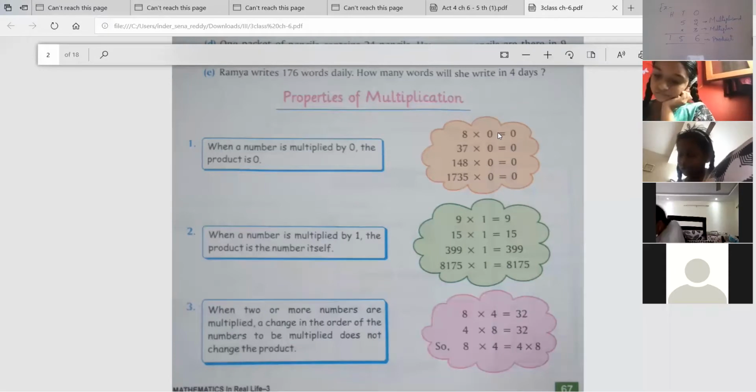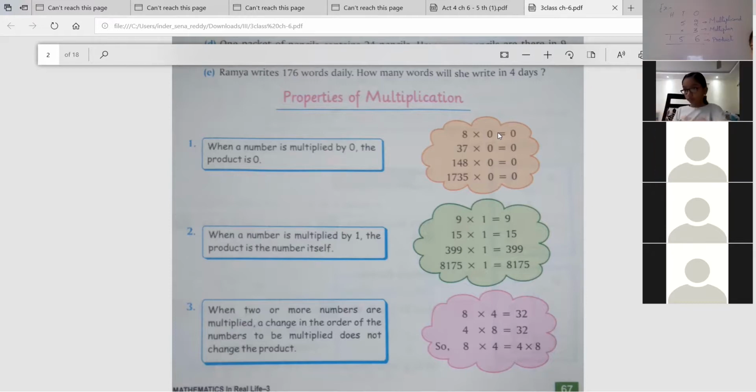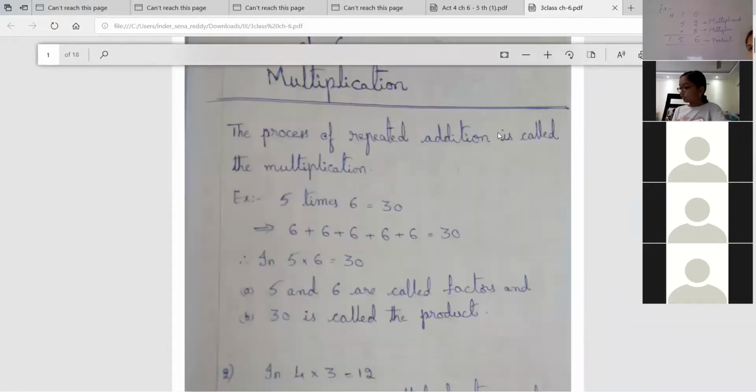Ma'am, can you share the screen? The process of the notes, ma'am. Then why are you not writing? How long will you take?